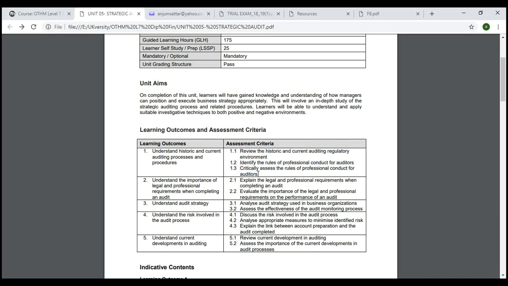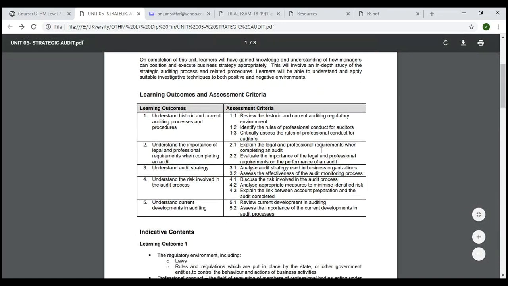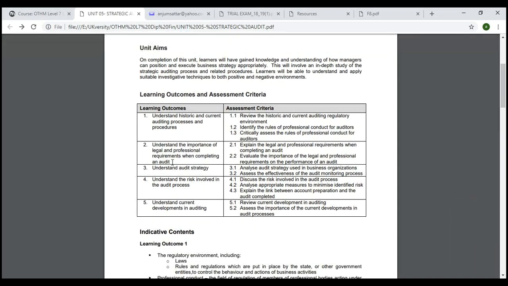1.1 is to review the history and look at the current auditing regulatory environment. We'll identify the rules of professional conduct of auditors and critically assess the professional conduct of the auditors. We'll also discuss what audit roles are today in the current scenario, and why this role has significantly increased with the passage of time.